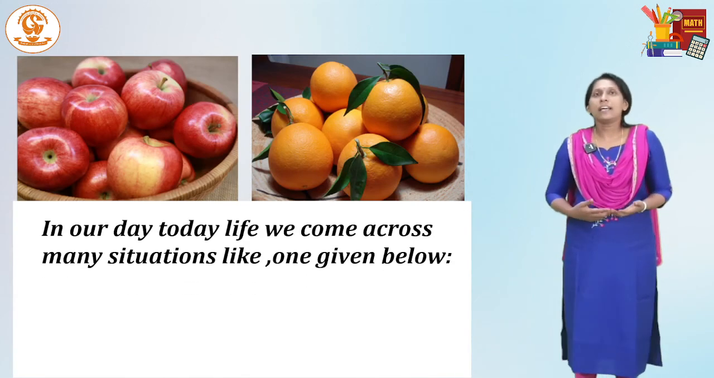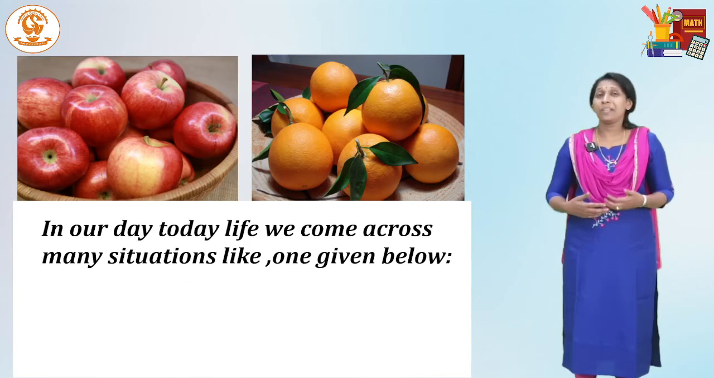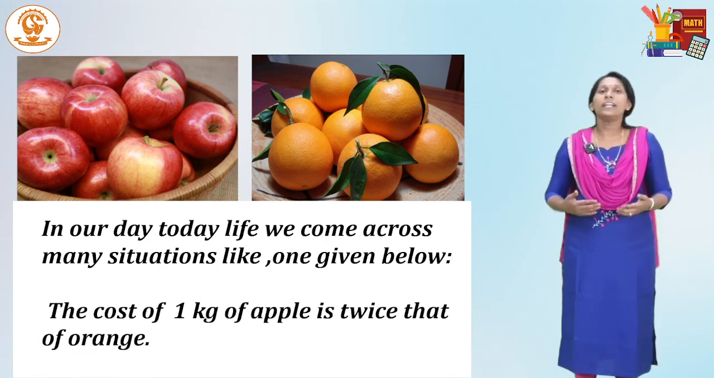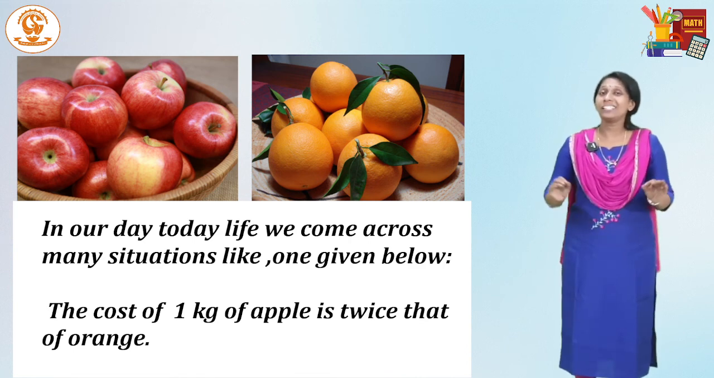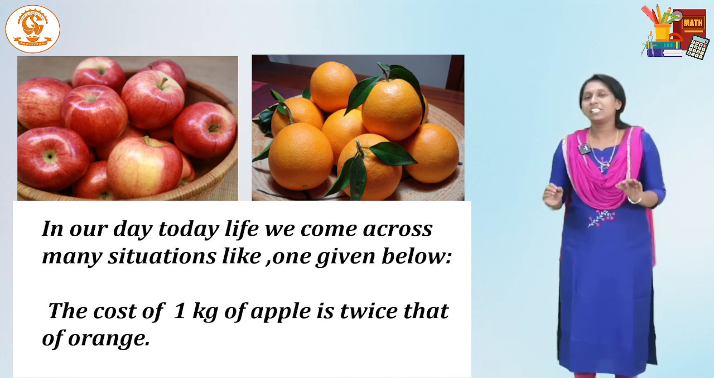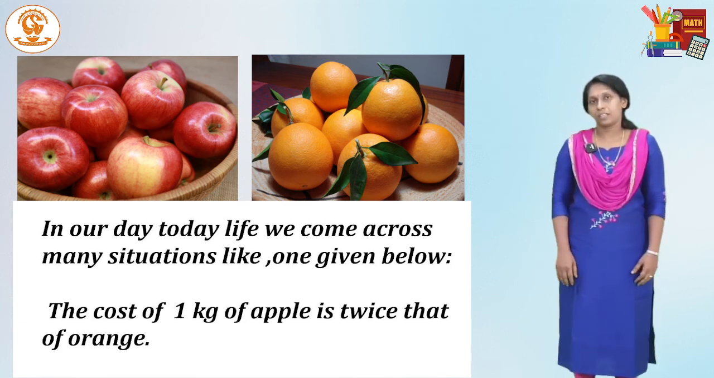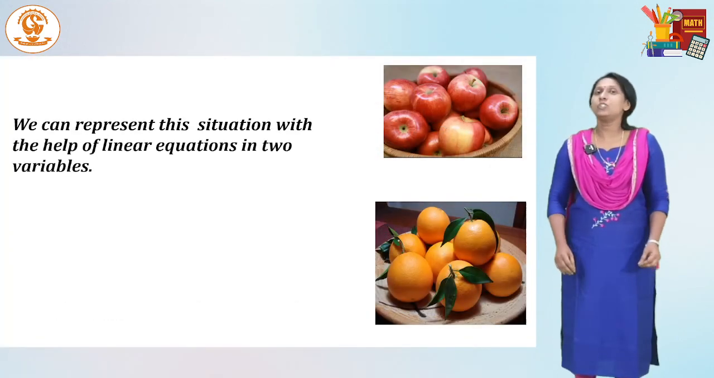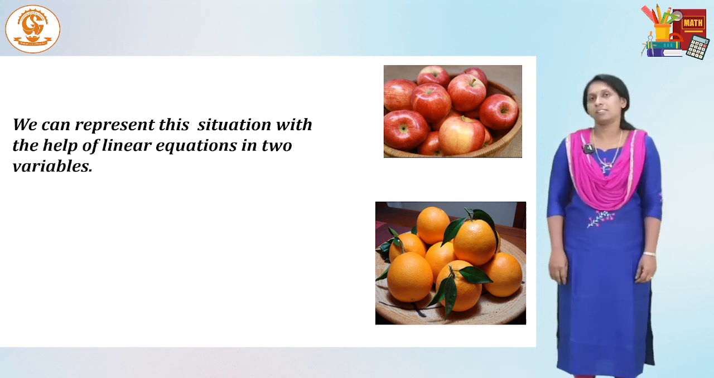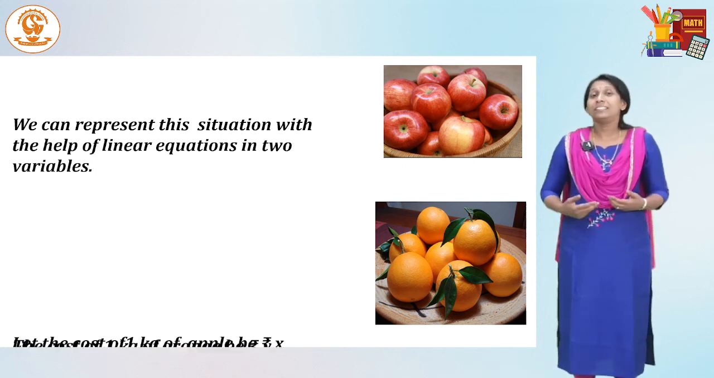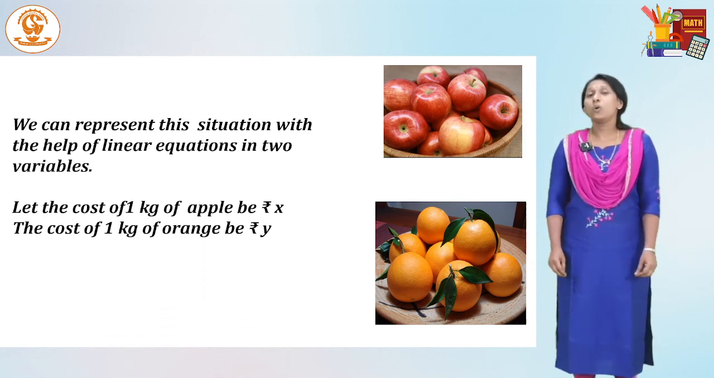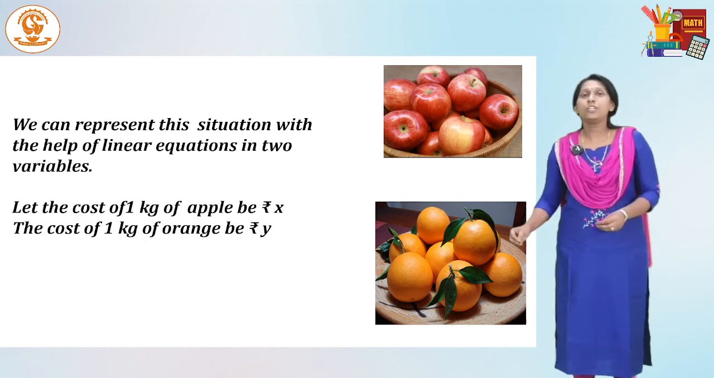So, in our day-to-day life, we always come across many situations like the one given below. The cost of 1 kg of apple is twice that of orange. And the question is, how can we represent this situation algebraically? We can represent this situation algebraically with the help of a pair of linear equations in two variables. So let us consider that the cost of 1 kg of apple be rupees x and the cost of 1 kg of orange be rupees y.